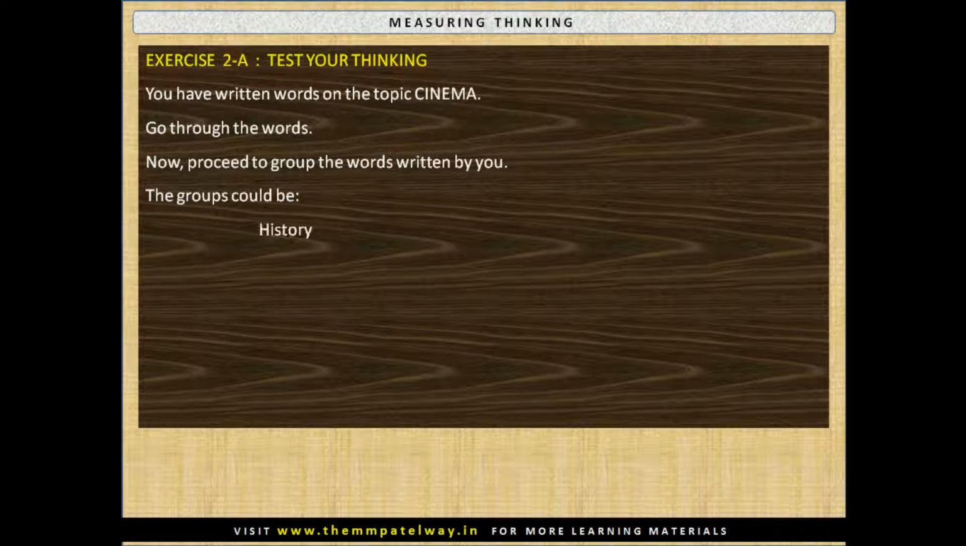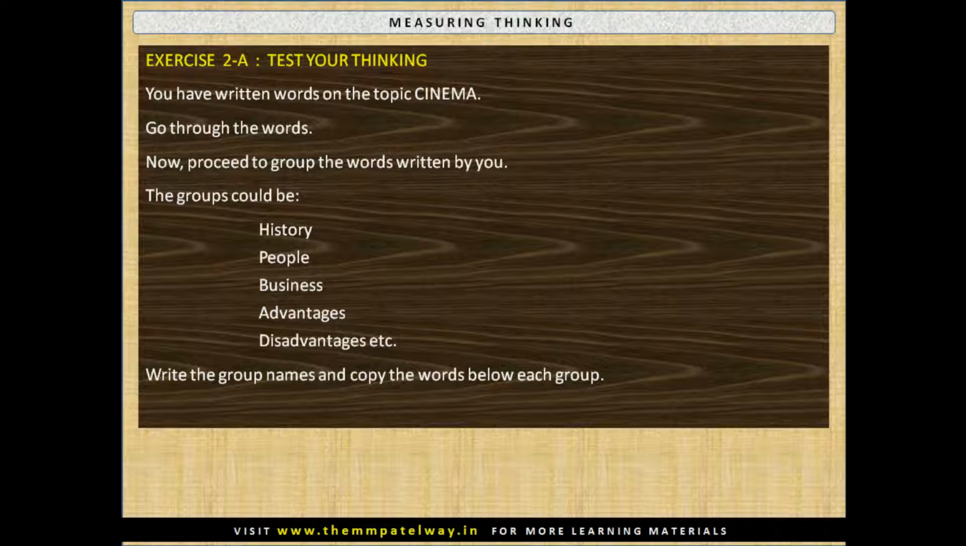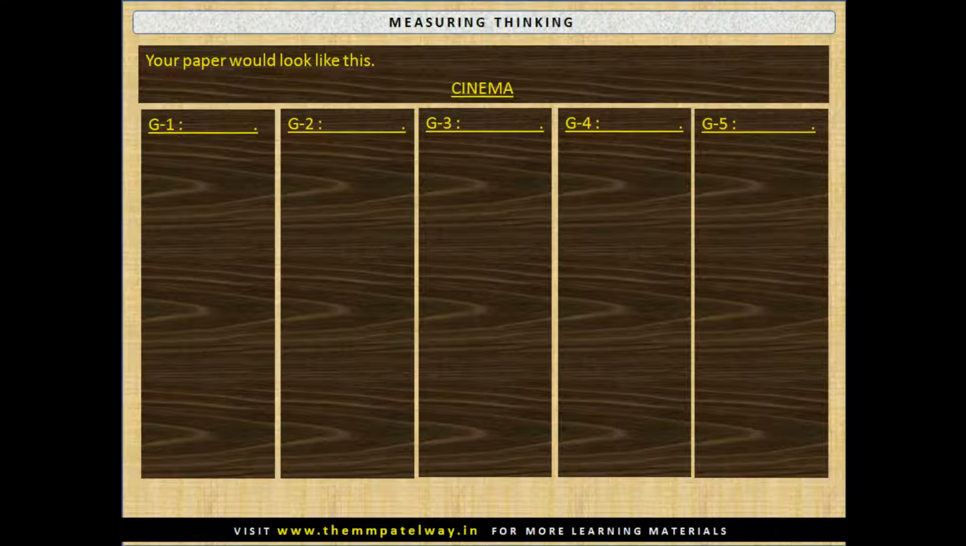The groups could be history of cinema, people involved in cinema, cinema as business, advantages of cinema, disadvantages of cinema, etc. Write the group names and copy the words below each group. You have 4 minutes time for this exercise. Your paper would look like this. Group 1, Group 2, Group 3, Group 4, Group 5 are the headings below which you are required to write the words. Now you can stop the video for about 4 minutes and copy the words.